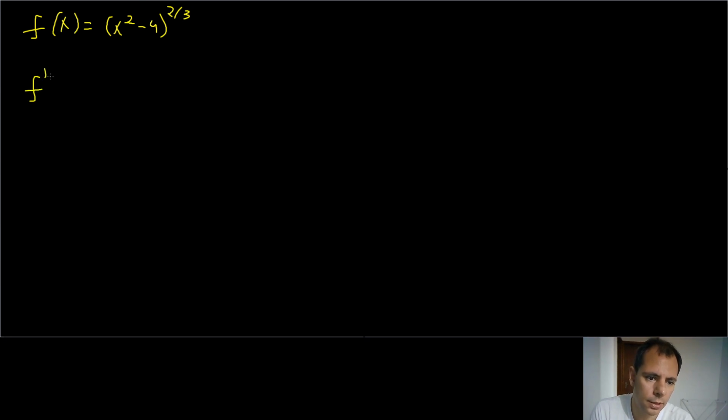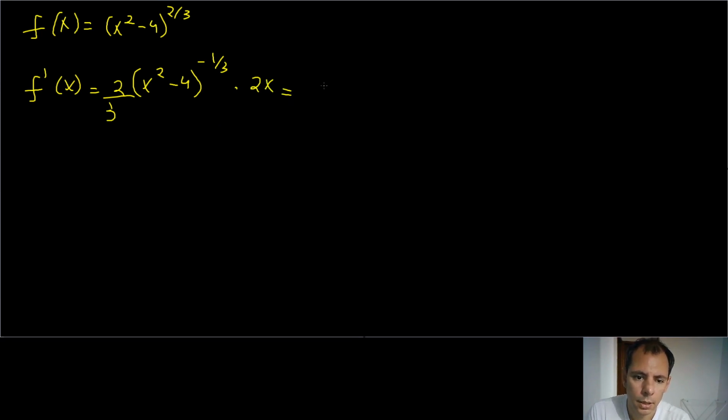So it's asking us to find the critical points of this function. Let's do this. Taking the derivative, it's going to be 2/3 x squared minus 4 to the minus 1/3, because it's 2/3 minus 1, you got this, times the derivative of the inner function, okay?